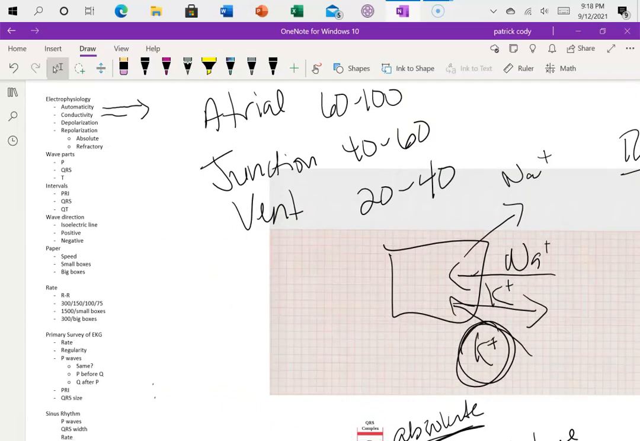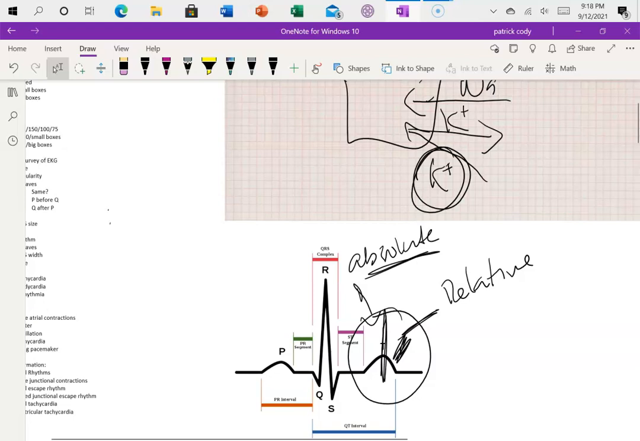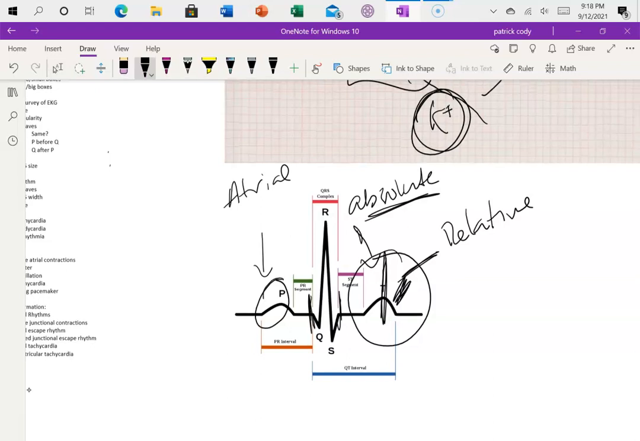So as long as we're talking about a little bit of that, why don't we just review these wave parts real quick. So here we have our P wave, which we've already talked about is atrial depolarization. Okay, QRS, starts here, ends here. The QRS complex is ventricular depolarization, and when the atria repolarizes, it does so in here somewhere, so we don't really see it on the paper.